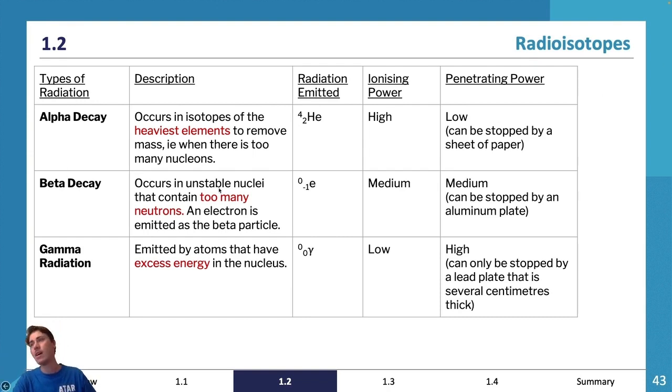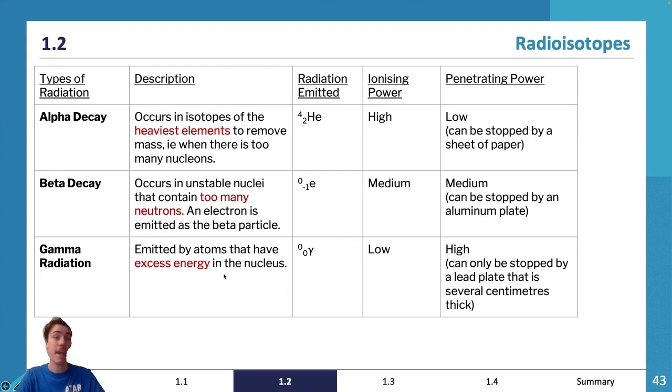Beta, on the other hand, occurs in an unstable nucleus that contains too many neutrons, and an electron is emitted as a beta particle. So essentially, we emit electrons instead. Because we have too many neutrons, there are issues with the mass and so forth. They emit an electron first, then they move to alpha decay afterwards, and go, all right, I'm sick and tired of this neutron, and get rid of it. This just emits an electron. As I said, electrons are a lot smaller, so you need a metal plate to stop it. Aluminium is not very dense, but it's dense enough. And that's what's going on there.